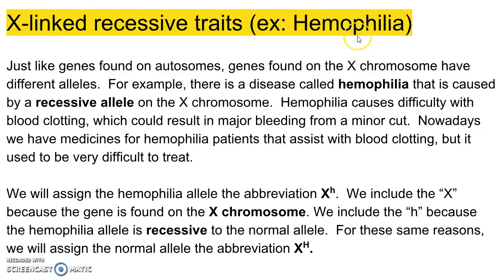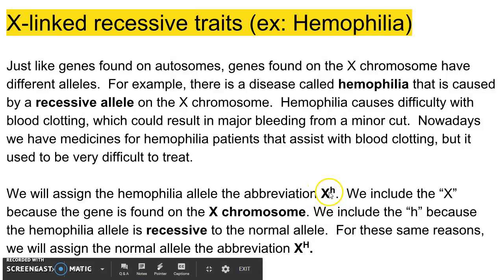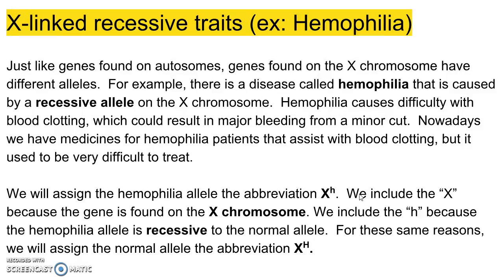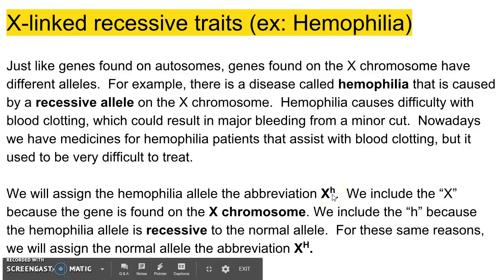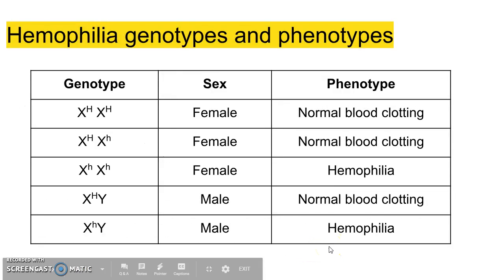We're going to use an X to represent the X chromosome and a little h superscript to represent the hemophilia allele. Again, we're using the X because it's on the X chromosome, and we're using a little h because the hemophilia allele is recessive to the normal allele. So the normal allele, we're going to give the abbreviation X with a big H because it's dominant. Okay, so here are the possible genotypes and phenotypes associated with this trait.